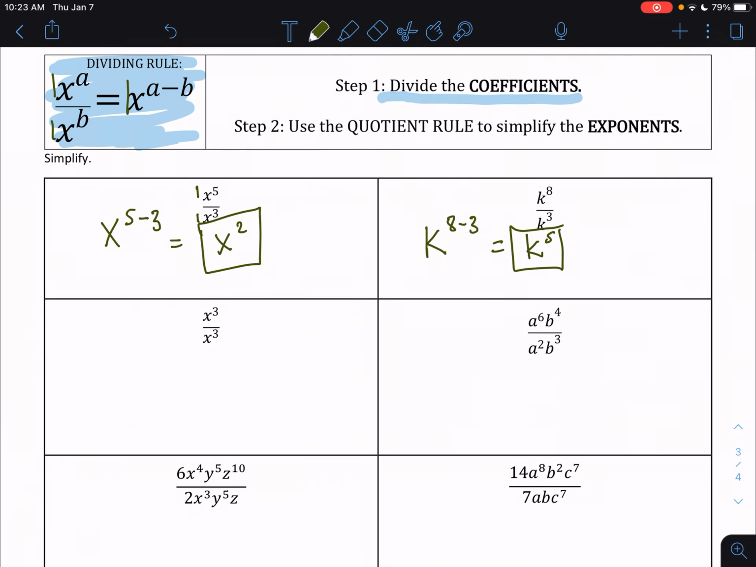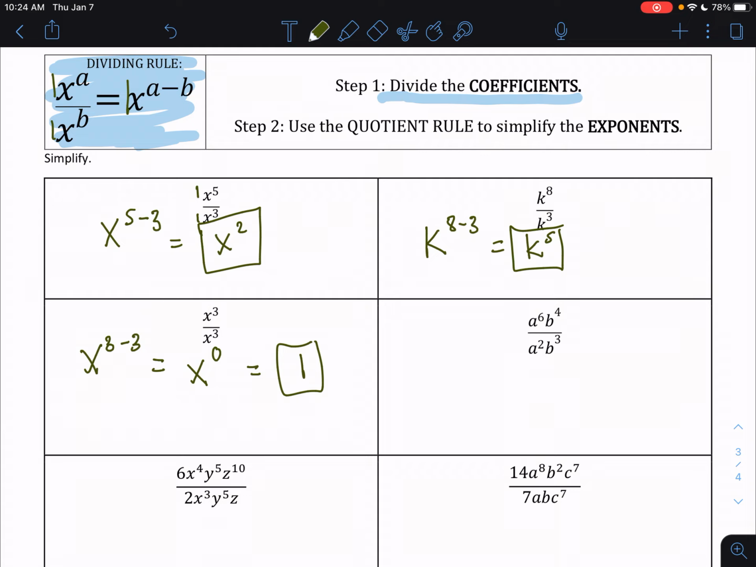Right here we have x to the 3rd divided by x to the 3rd. So if we were to take this and go through our rules, we would have x to the 3 minus 3, which gives us x to the 0. Well, what is anything to the 0 power? 1. Any number to the 0 power is 1. So our answer for this is just 1. You might also realize that the top and the bottom are the same. So if you have 2 of the same number divided by each other, it would be 1. Let's go on to the next one.